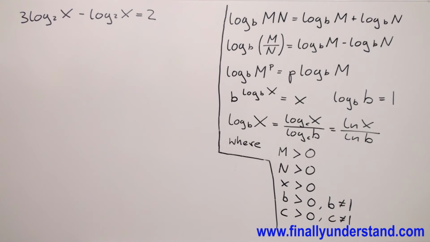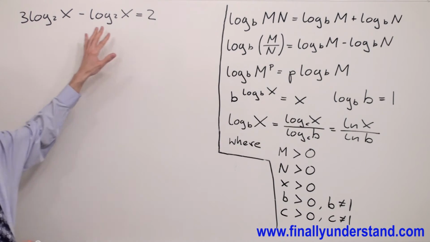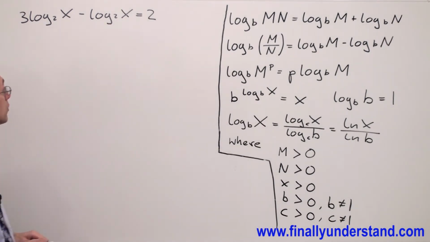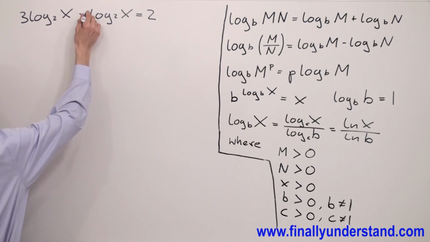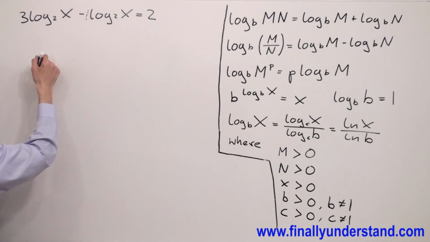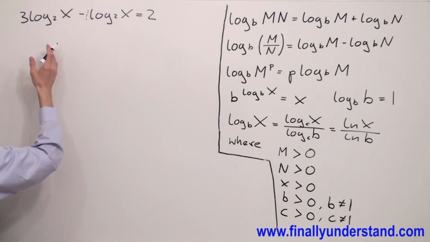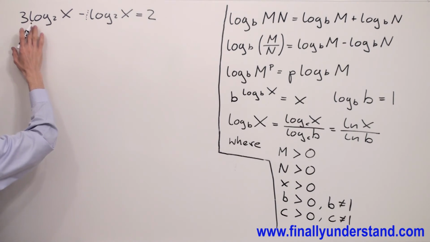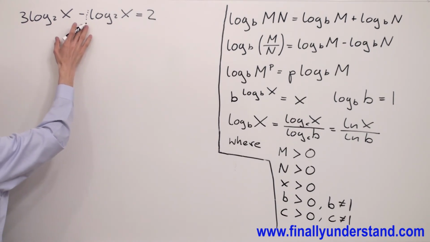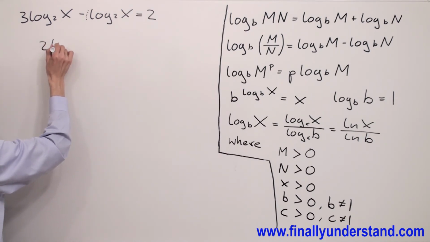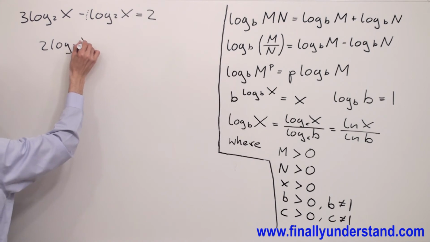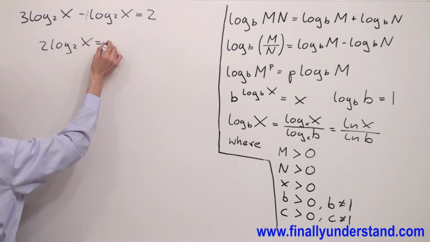Let's take a look at this example. Please notice that we have logs with the same base on the left side of the equation, subtracted from each other. Please keep in mind, anytime there is no coefficient next to the log, there is always an invisible 1. So we have to combine the like terms. 3 log base 2 of x minus 1 log base 2 of x is equal to 2 log base 2 of x is equal to 2.